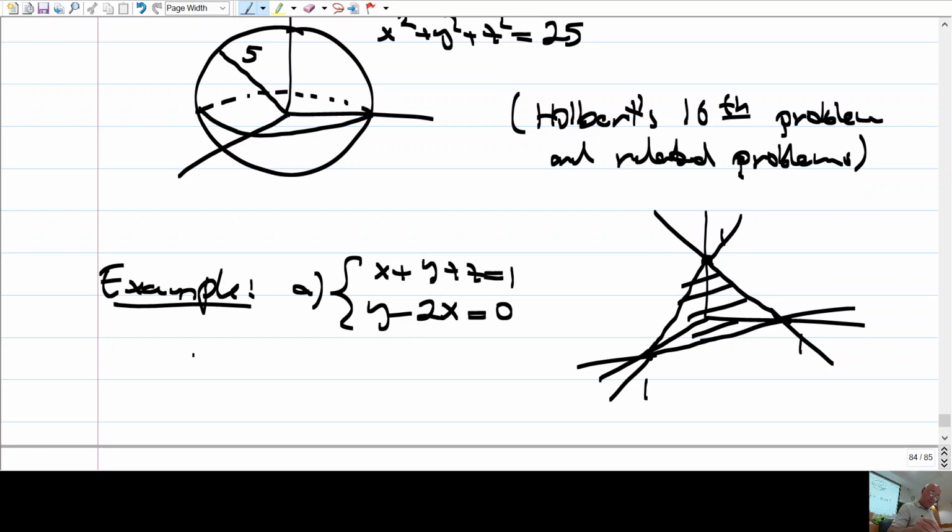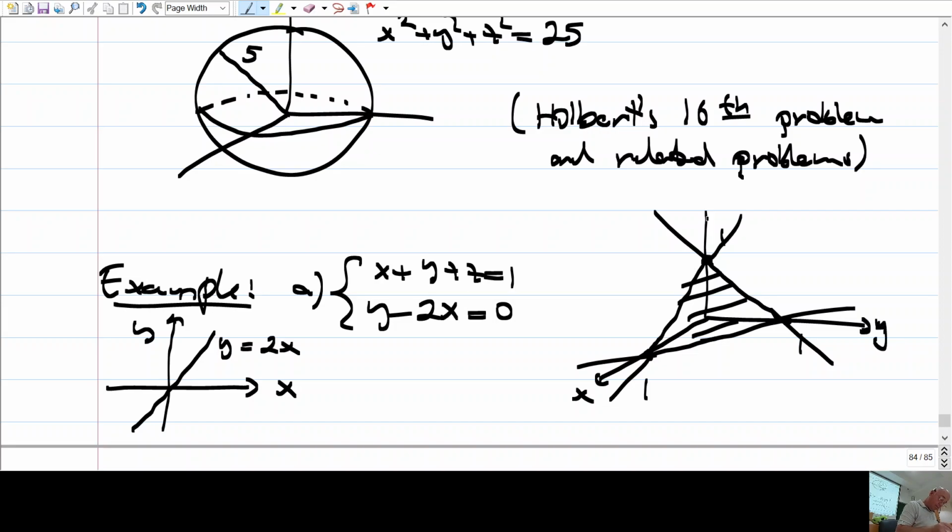What about y equals 2x? Well, y equals 2x in the xy plane is just this line, right? Y equals 2x. What about in xyz space? So y equals 2x. Here the x-axis is, okay, let me draw it like this. X, y, z. It is just this line, right? Y equals 2x.